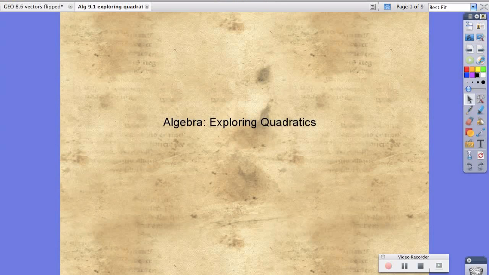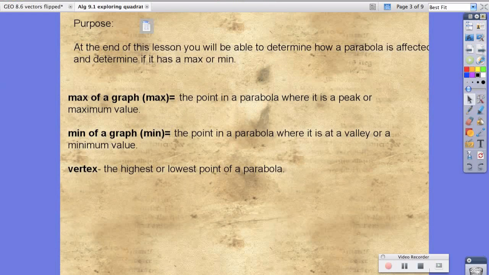Hello students, today in your algebra class we're going to be exploring quadratics. So at the end of this lesson you should be able to determine how a parabola is affected and determine if it has a max or min.